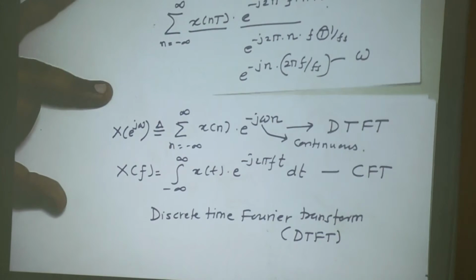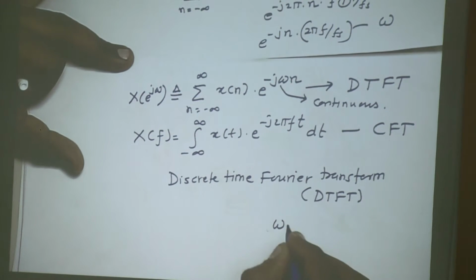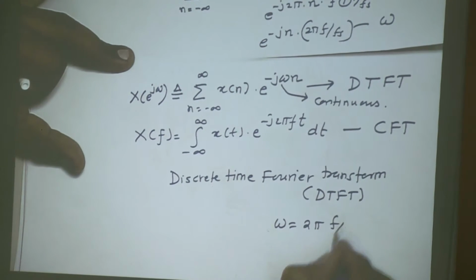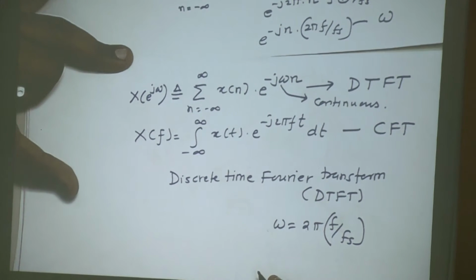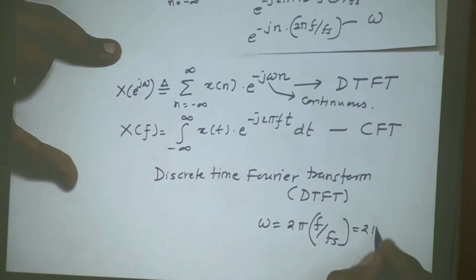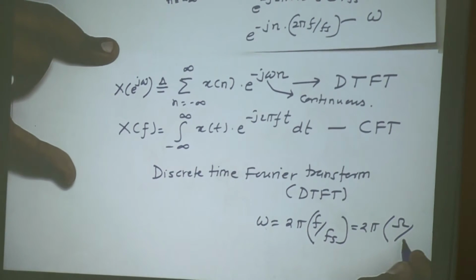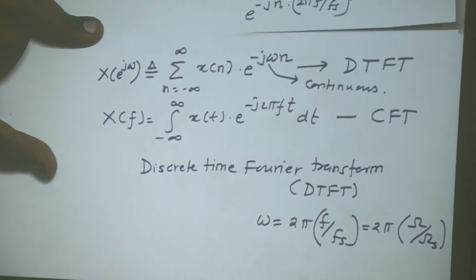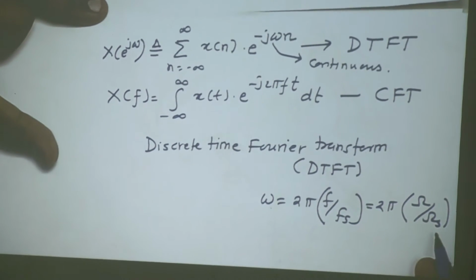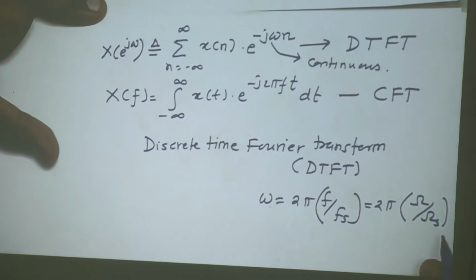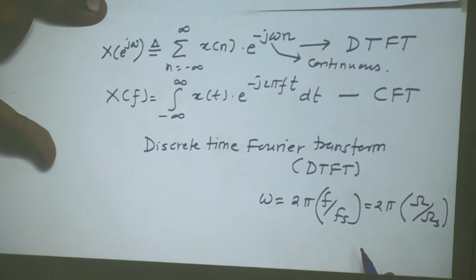Now, we defined small omega as 2 pi f by fs. Also I can define this as omega by omega s. No change, because omega is 2 pi f. When I replace omega as 2 pi f and omega s as 2 pi fs, omega by omega s is the same as f by fs. Alright.